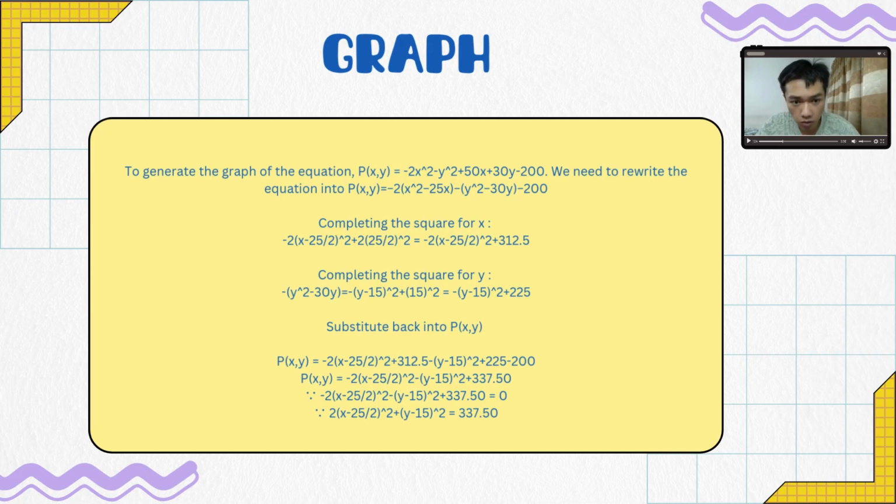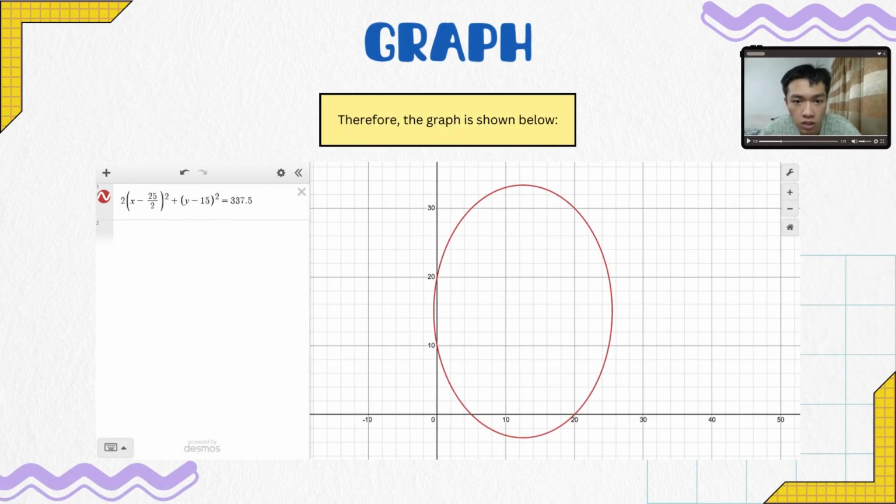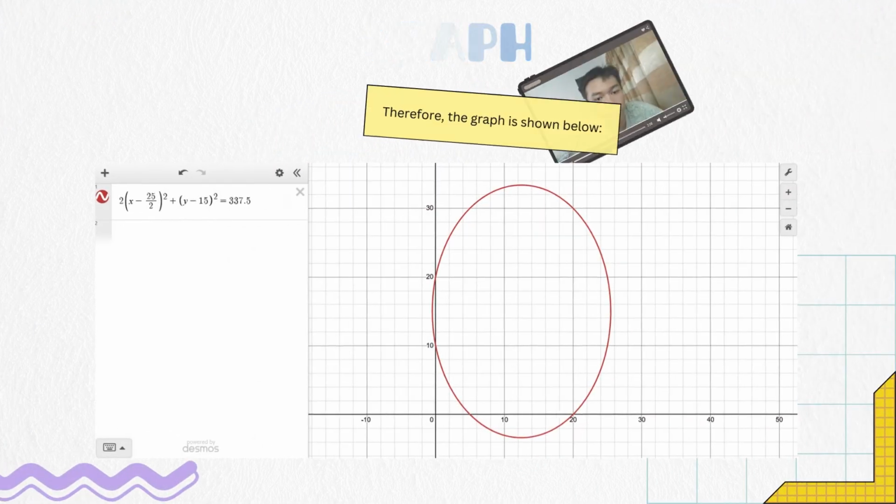And then after that, finally, we need to write it as the general solution. We will get 2(x - 25/2)² + (y - 15)² = 337.5. Therefore, the graph is generated as shown below.